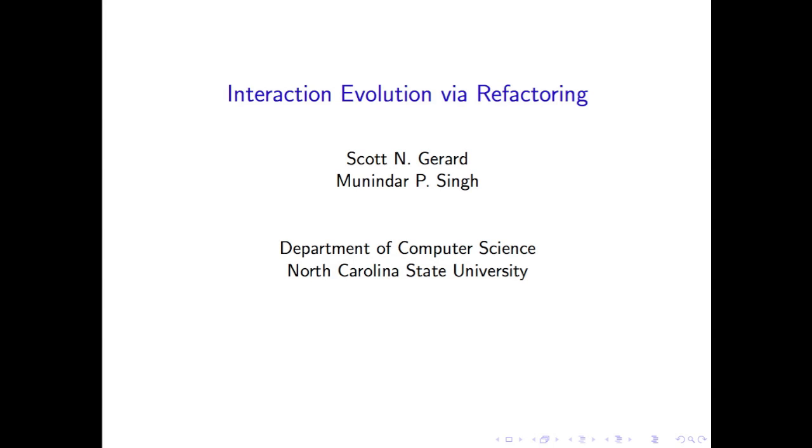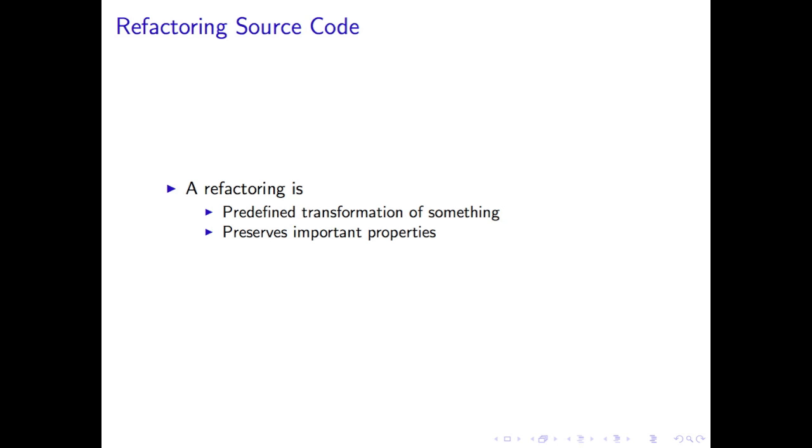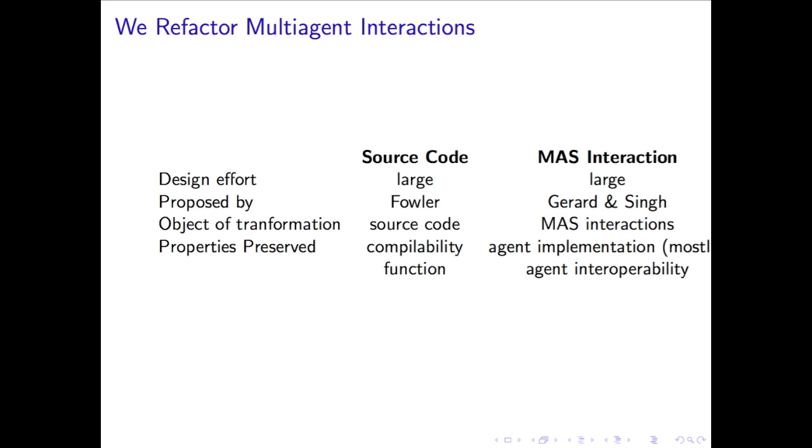Both source code and protocols are challenging to design. The use of refactorings is one way to assist designers build correct designs. A refactoring is a predefined transformation of something that preserves certain desirable properties. Now, a source code refactoring transforms source code while preserving compilability and program functionality. Source code refactorings were made popular by Fowler and the Eclipse integrated development environment.